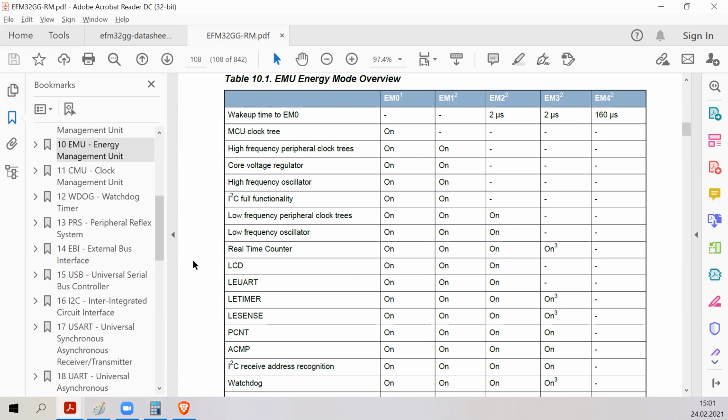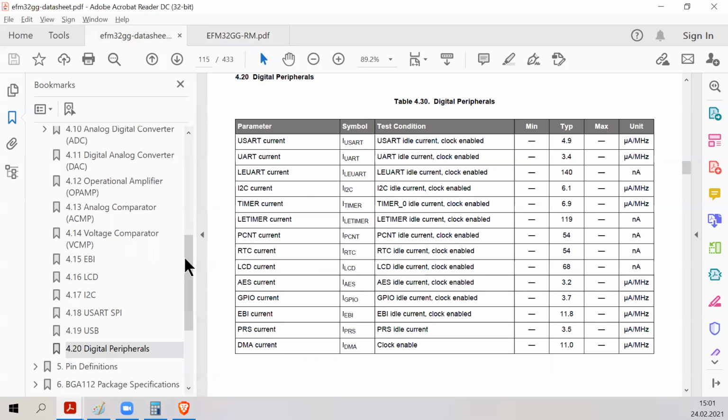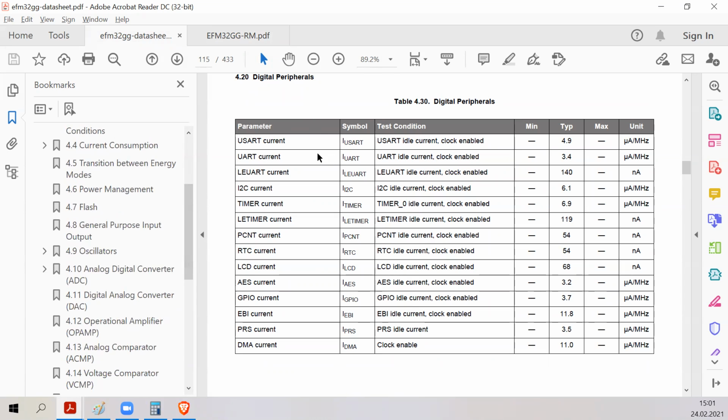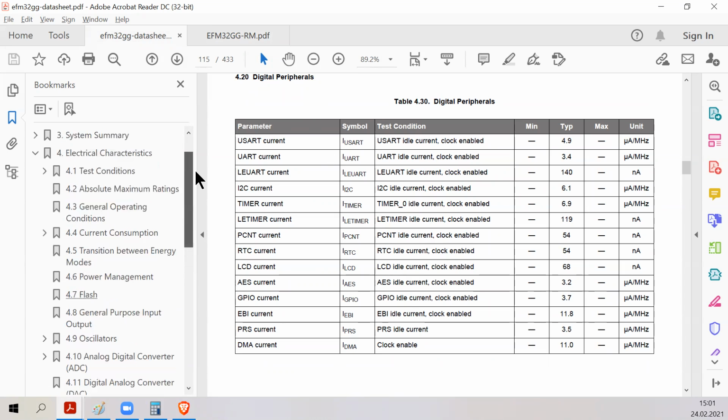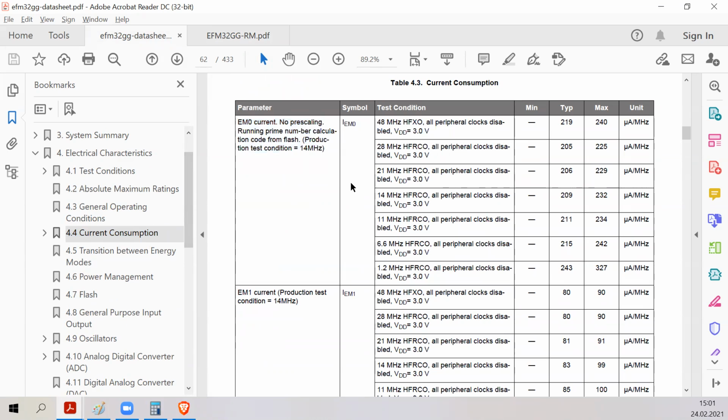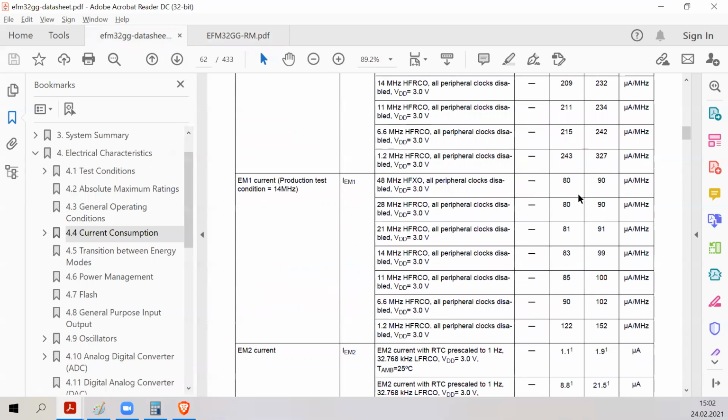And let's check out the energy consumption for the low energy peripherals. So as we can see, power consumption, current consumption here. So in energy mode 0, as I said, almost all of the energy is consumed by the core. So energy consumption is approximately 200 microamps per megahertz. Here is energy mode 1 current consumption. So core is paused, but the rest of the microcontroller is running. So here you have approximately 83 microamps per megahertz.